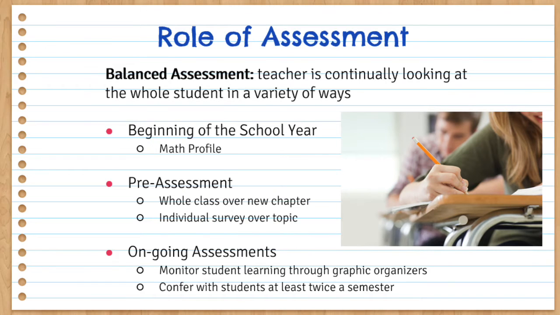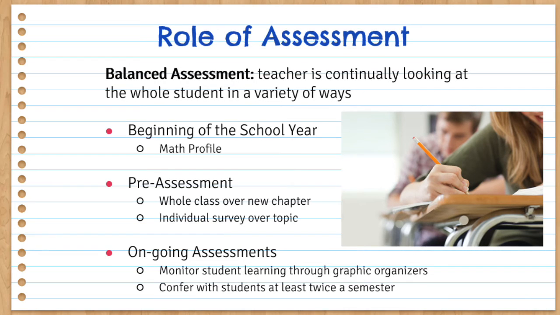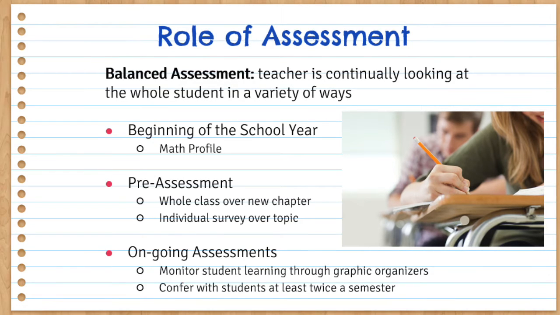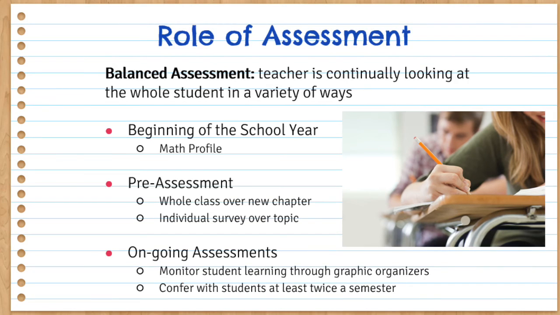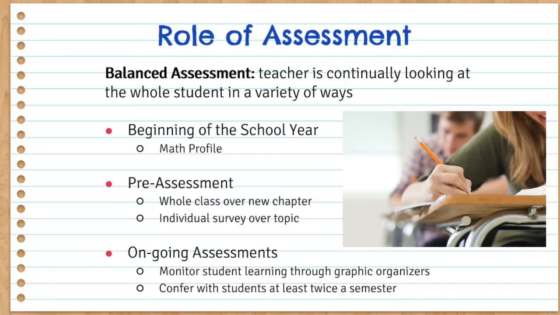For example, at the beginning of the school year, the teacher could hand out a math profile to see how each student feels about math. Then, she can give them a pre-assessment to help form the different math groups. This will be done as a whole group over the new chapter, and then the students will complete a survey individually over the topic. This will help determine which students know what. This information, as well as data collected from written quizzes, will help divide the students into groups.